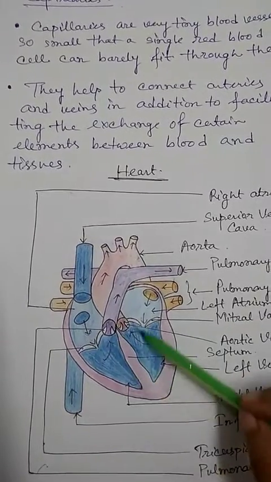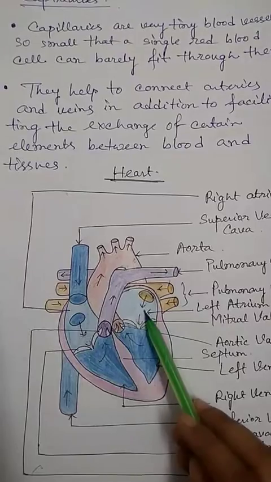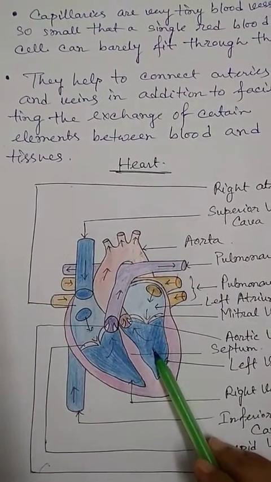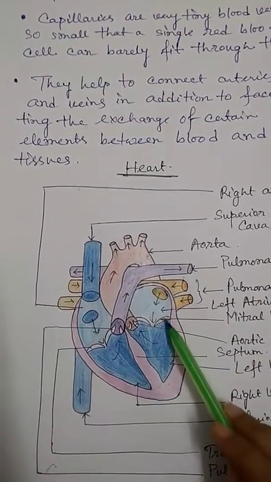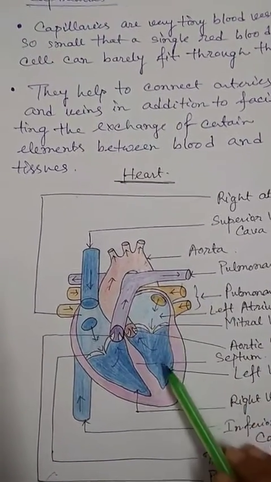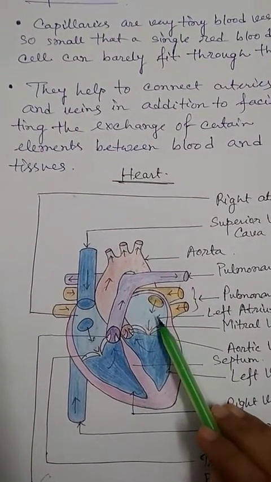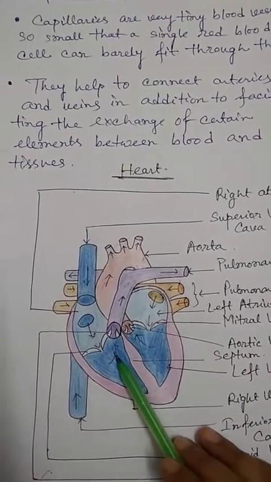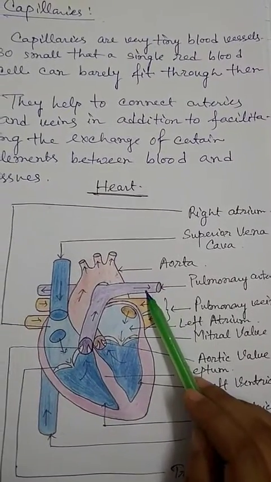Okay, the heart has 4 chambers. The upper 2 chambers are known as atrium. The lower 2 chambers are known as ventricle. This one is the right atrium and right ventricle. This is the left atrium and left ventricle. Your right side will be the left side of the diagram, and your left side will be the right side of the diagram.